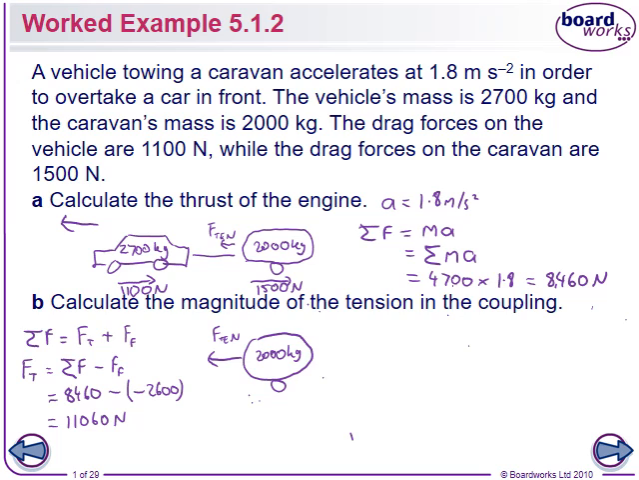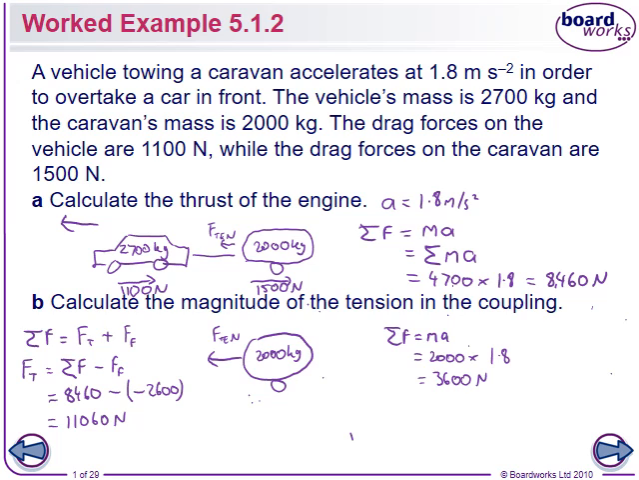Now, the other thing we need to be aware of is we have an acceleration. Okay, our caravan has an acceleration. So again, remember, our net force is equal to ma. So, our caravan's mass is 2,000. What's the caravan's acceleration? 1.8. What's that? 3,600.